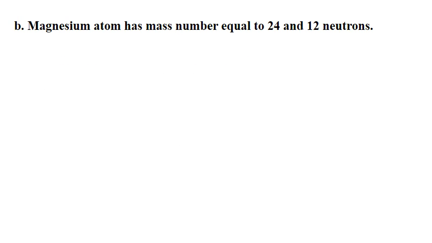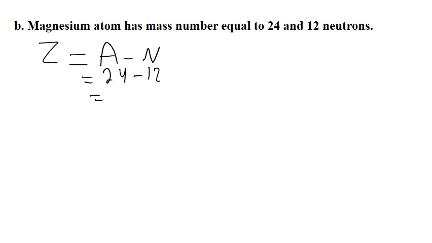Okay, Selena, part B, magnesium atom has mass number equal to 24 and 12 neutrons. How can we find the electron configuration? So we should find first the atomic number. A minus n, so it's 24 minus 12, we get 12. So why do we need to find the atomic number? How will this help us?